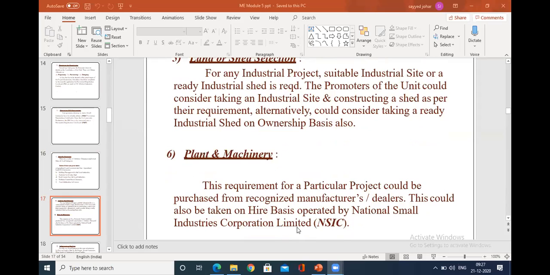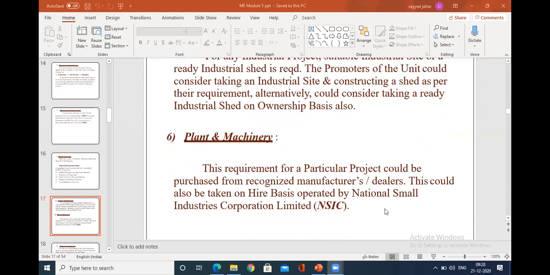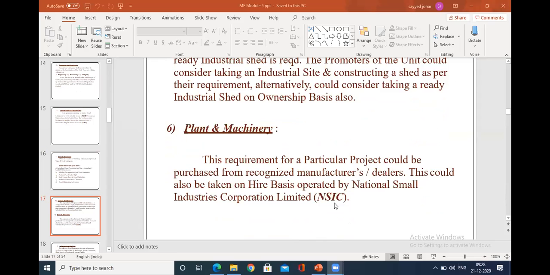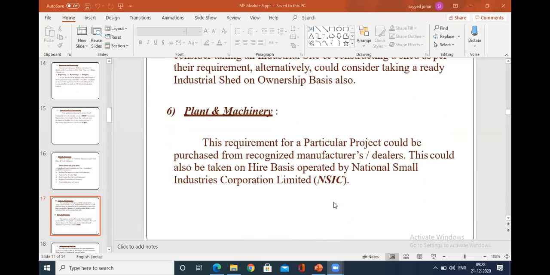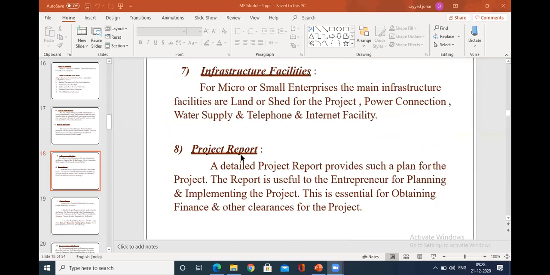So even the machines could be hired or purchased, that is, for rent could be taken, but that should satisfy the National Small Industries Corporation Limited. Okay, so on a hire basis, once you hire the machine, it has to be approved by the National Small Industries Corporation Limited.